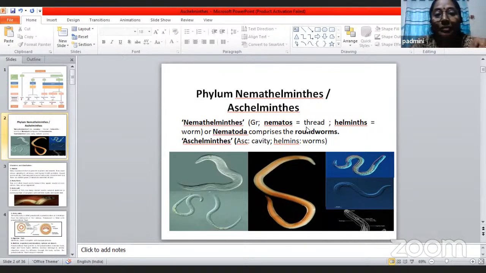Now, why is it called Aschelminthes again? Asch means cavity. The pseudocoelom that we are talking about, the body cavity present inside, is called asch. So the cavity present in these worms gives the name Aschelminthes, or cavity worms. Now you can see in this picture that they are thread-like worms, and of course, inside the body, you have a cavity. So both names are the same: nematode, Nemathelminthes, or Aschelminthes is what we are going to talk about. So if they ask you to describe Nemathelminthes, don't get confused.